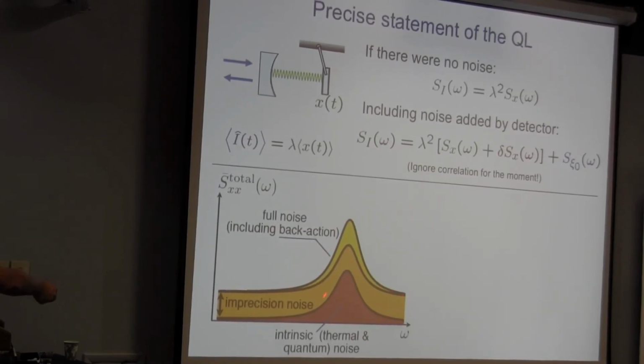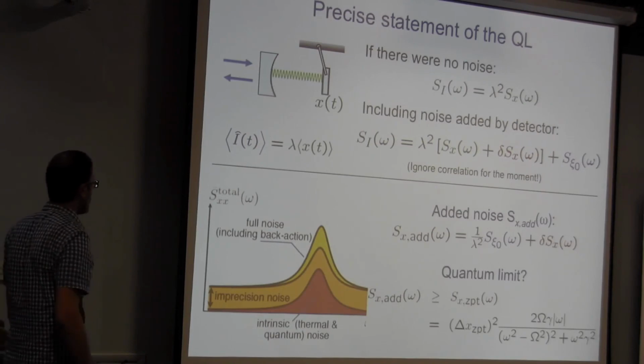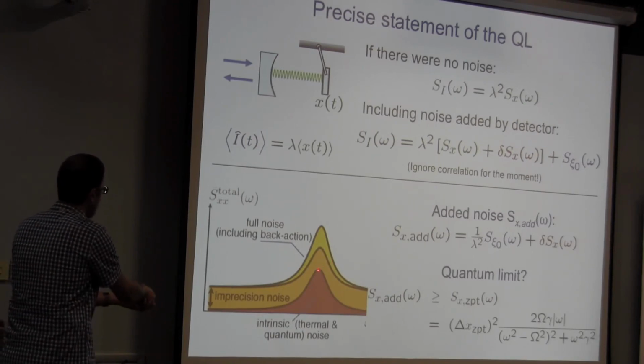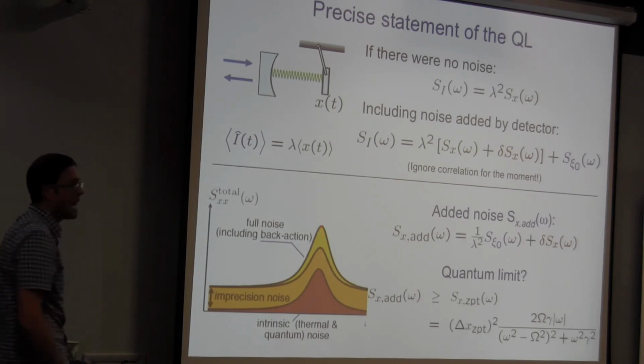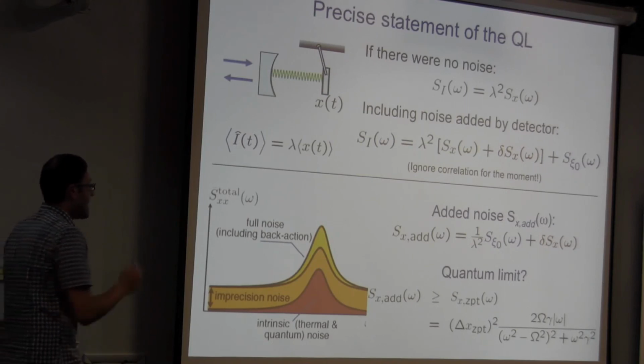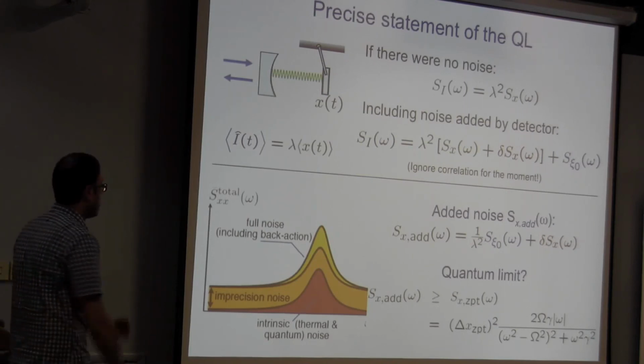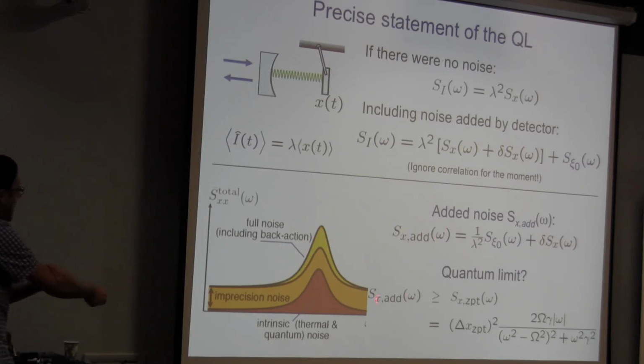And again, the difference between this red curve and this yellow curve here, that's the added noise. So now what I can ask is, at every single frequency, how different is the actual noise of the mechanics versus what I actually see. It's that difference that's the added noise of the measurement. And now the rigorous statement of the quantum limit is, at each frequency, that added noise has to be bigger than the zero-point noise of the mechanics.